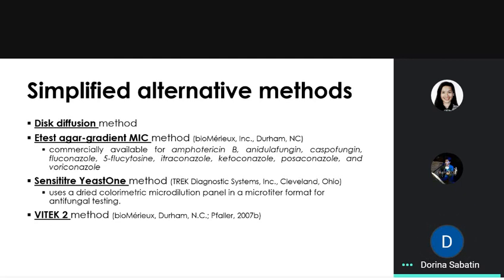Now, the E-test, do you know what the E-test is? It's the strip that you place on the plate after you have inoculated it. The strip has a gradient, and it shows you the MIC where the two meet at the bottom. Then we also have Sensititre YeastOne and the VITEK 2. These are, as it says, simplified. I don't know how simplified they are. These are alternative methods for antifungal susceptibility testing.